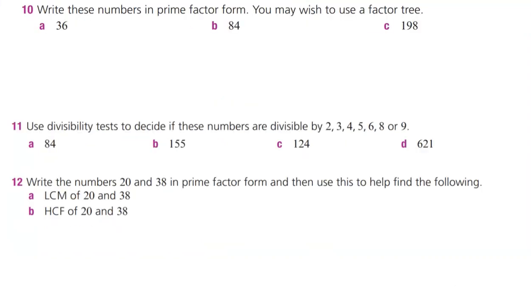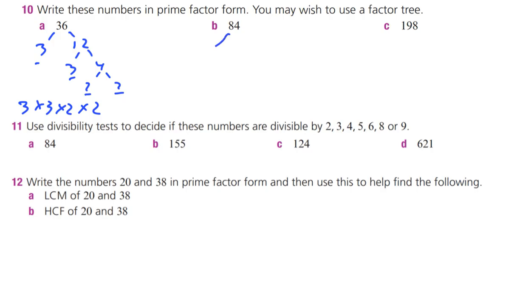Let's get through the rest of the questions. Write these numbers in prime factor form. You may use a factor tree. Let's start with the factor tree. So to go from 36, I'm going to go by 3, then by 12, and 12 is 3 times 4, which 4 is 2 times 2. So that all up means 3 times 3 times 2 times 2. They're the numbers that I've got down there.